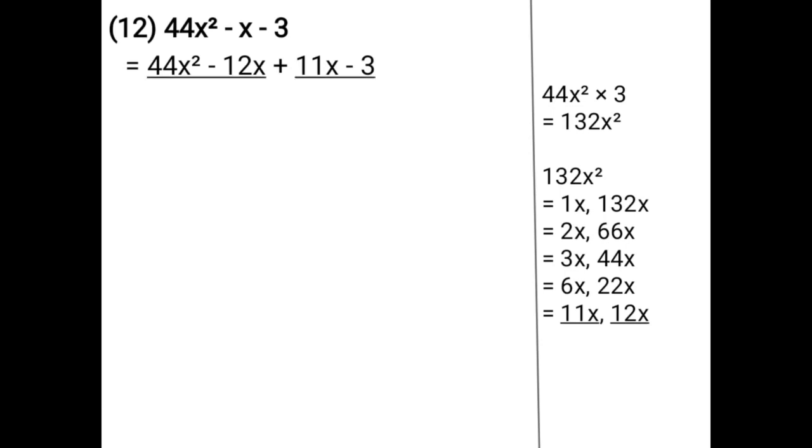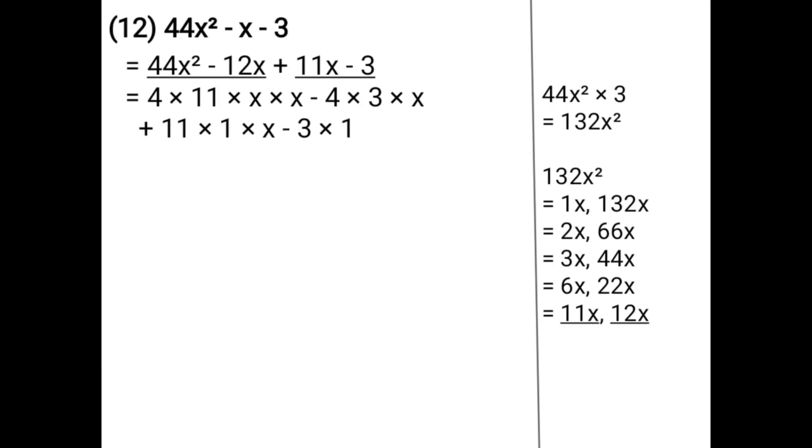Underline and make two groups. 44x² and minus 12x in one group, you have to write 4 table. That is equal to 44x² is 4 into 11 into x, minus 12x is minus 4 into 3 into x, plus 11x is plus 11 into 1 into x, minus 3 is minus 3 into 1. In the second group, 11x and 3 you don't have any common, so that's why you take one table.